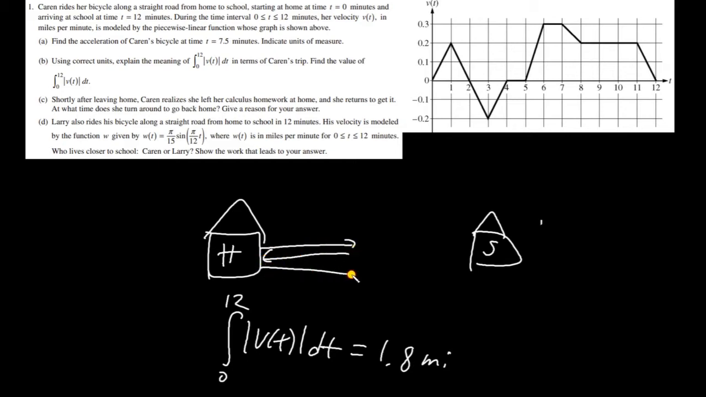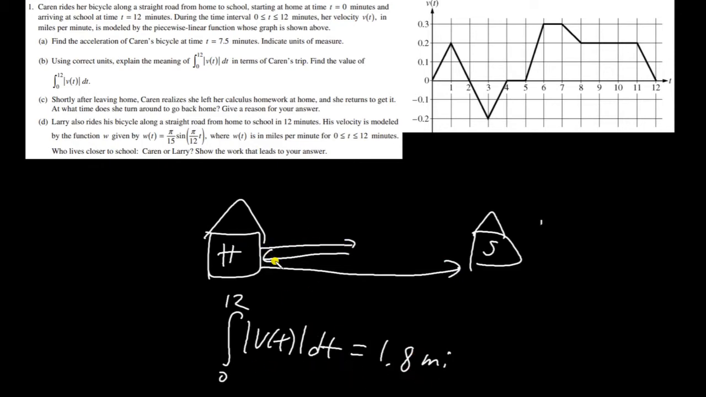Okay, so if this is the school, right, we're going back to my high quality drawings. So this is our home, and this is our school. Remember, earlier on, we calculated that the integral from 0 to 12 of the absolute value of velocity is 1.8 miles, right? But that is not the distance between the house and the school, okay? This is the distance that she walked. So it's the distance that she walked here, and then she turned around, and then she went to school, right? So we're counting this distance too when we're finding her total distance, okay?